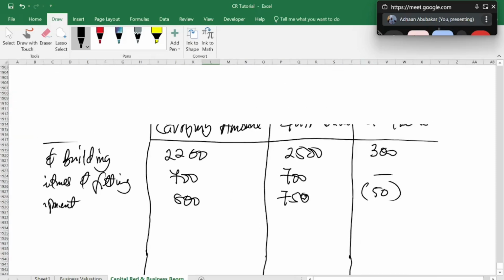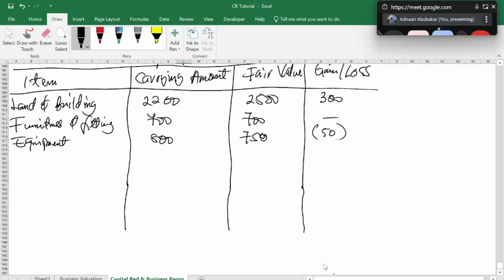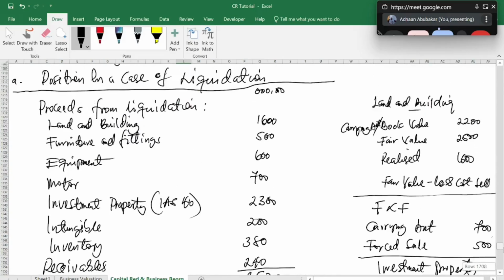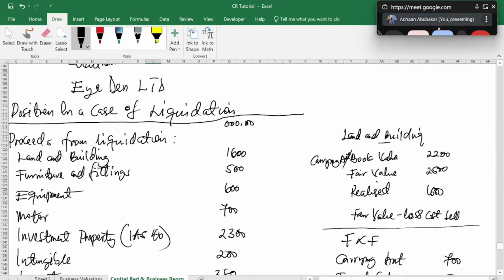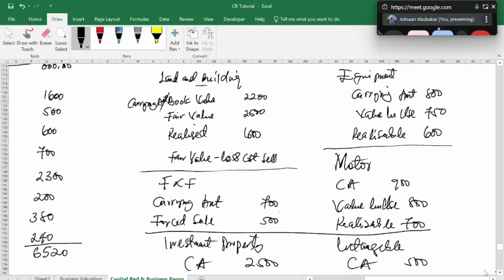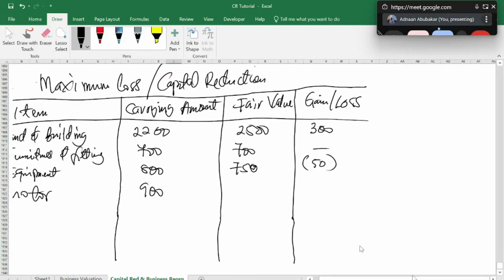The next one, vehicle. Motor vehicle. What is the carrying amount of motor? 900, sir. Okay, 900. And then what is the fair value of motor? We have book value, we have value in use and realizable value. Per your submission, for value in use and realizable value, we pick the highest. So the highest is 800. Then we'll pick 800 here.